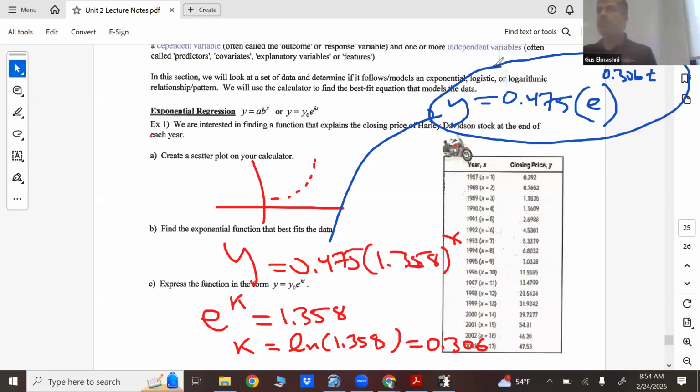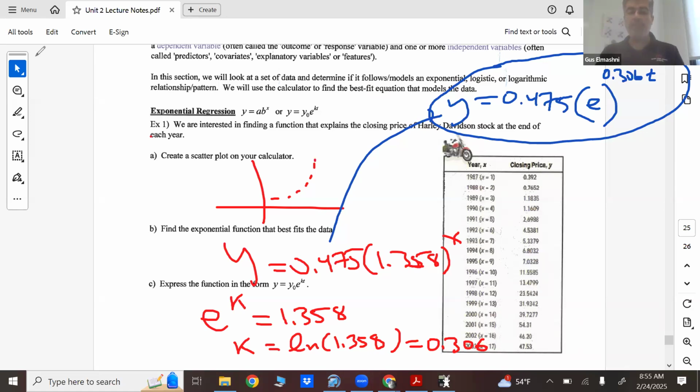So some models will use e as a base. Not sure why that is. That just seems to be a standard. But sometimes when you do exponential regression, e might be the base. So if you want to convert from a b^x to y equals y sub 0 e^(kt), you could just set e to the k equal to the base and solve for k. And that's how you do it. So it's still giving me the same thing.